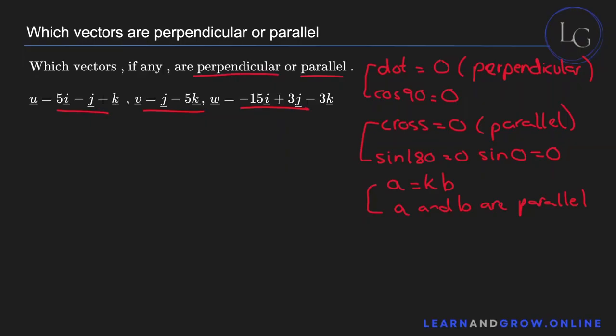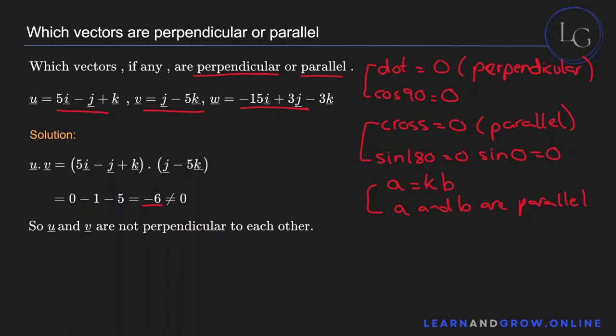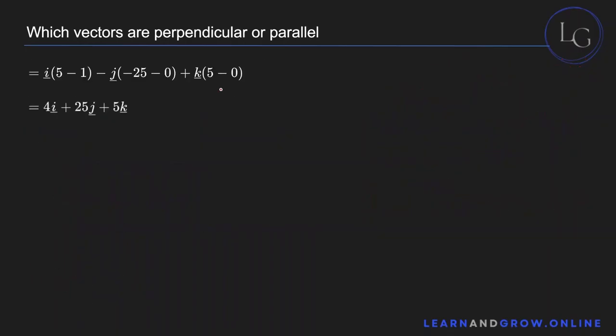Let's take u and v. To find out if u and v are perpendicular to each other, we will take the dot product and see if it is equal to 0. In this case, it is not equal to 0. It is equal to -6, which means the two vectors are not perpendicular. Similarly, to find out if they are parallel, we take the cross product, and that gives us this. This is also not equal to 0, which means u and v are not parallel either.